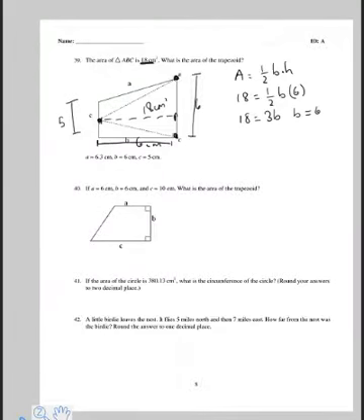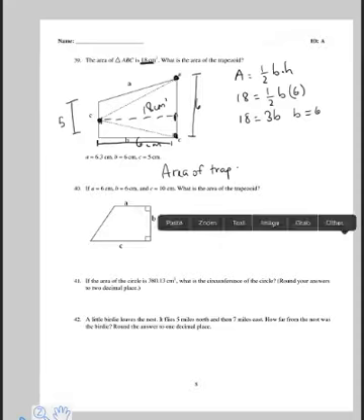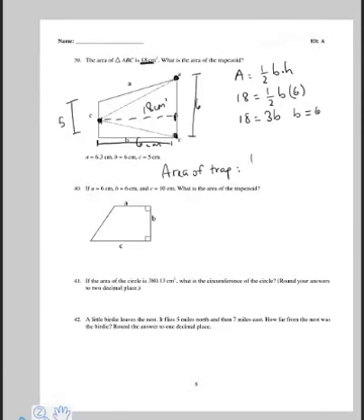And now we can use the area formula for a trapezoid. It's 1/2 times the sum of the two bases. Remember, the bases are the two sides that are parallel, so it's that side and that side. So that's 5 plus 6. And we multiply that by the height. That's that dimension there.